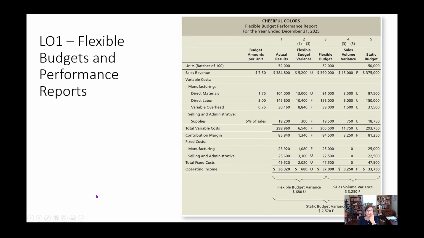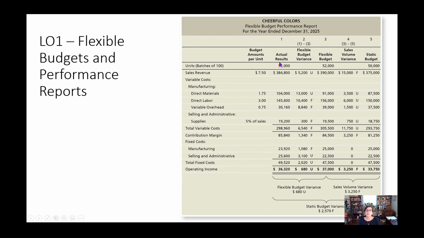So this is what that looks like on a performance report. There's a lot of numbers here, right? So let's take a look. All right, so over here on the left, we have budgeted amounts per unit. These are the numbers we saw before, so that's not too scary. Actual results always have to be given to you. If you're in an accounting class and you're working on an accounting problem, there's no way for you to compute actual results. Those have to be given to you.